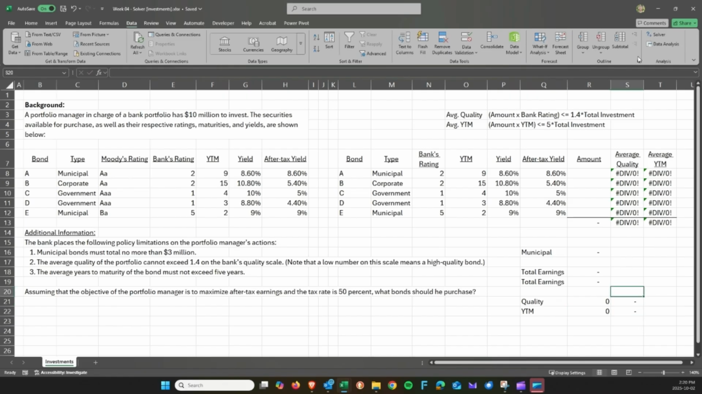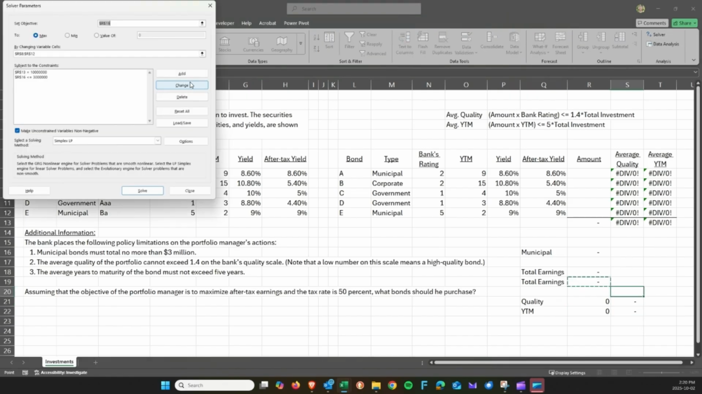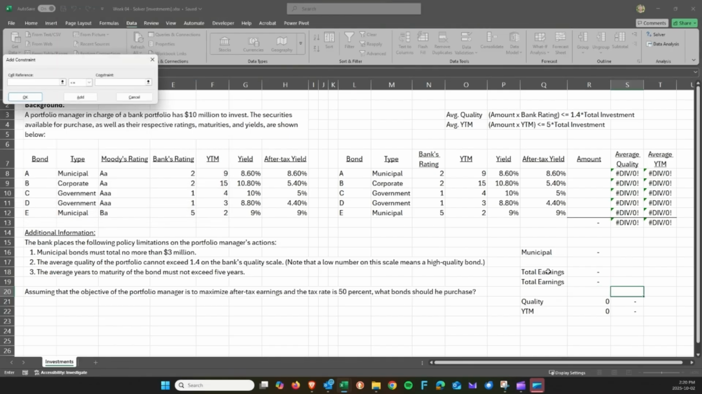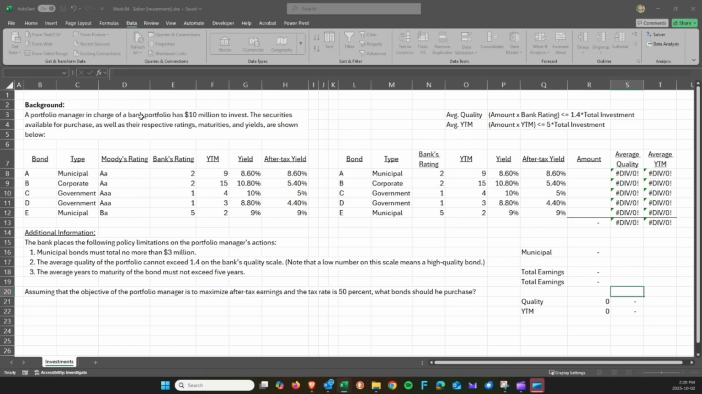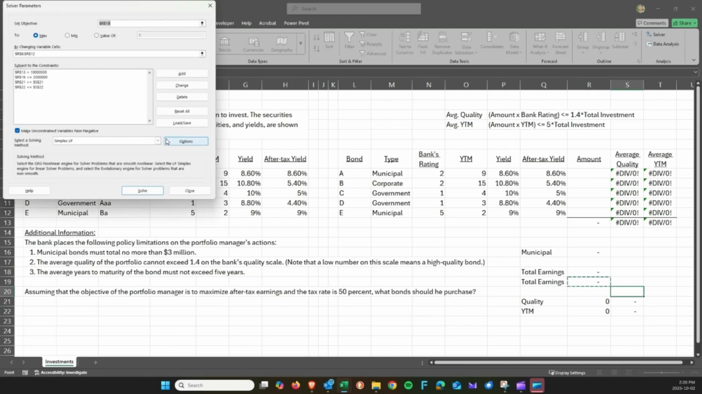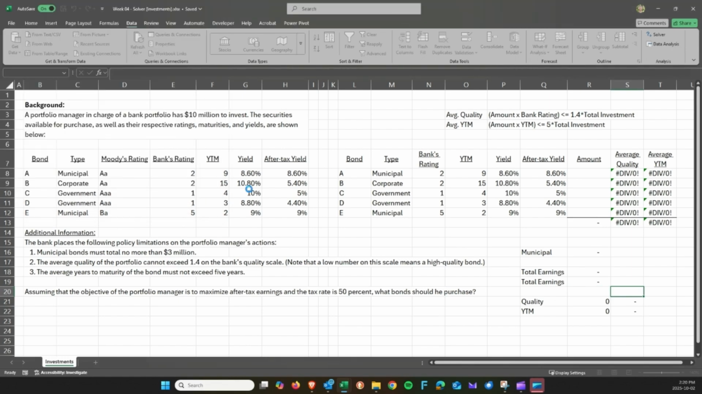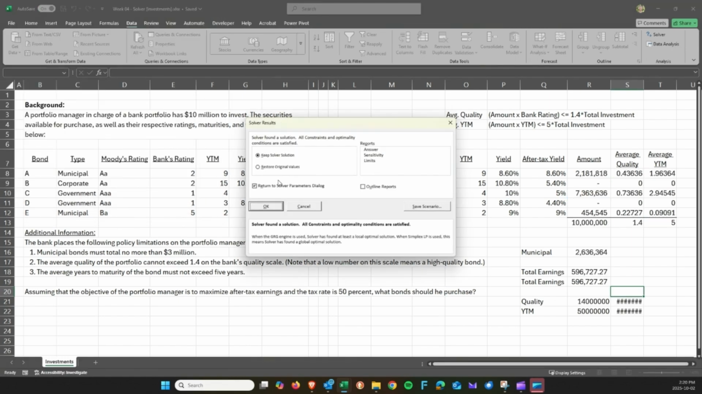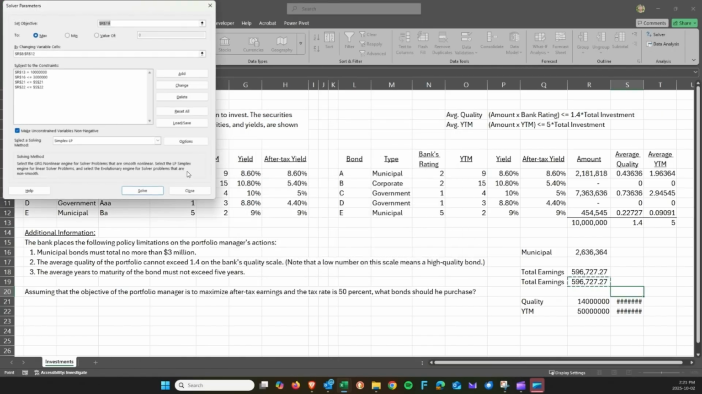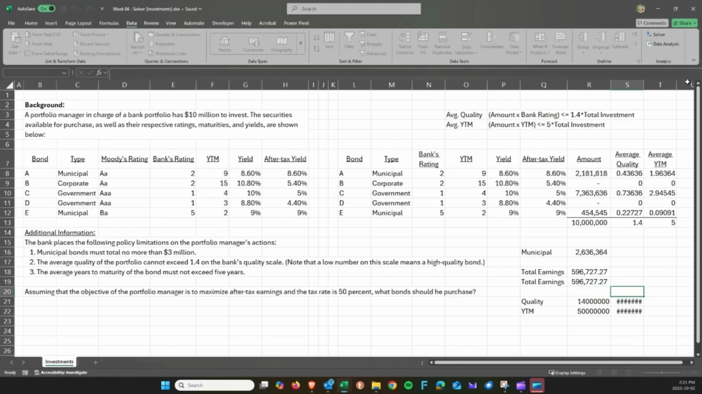So now if I go into solver, my constraint becomes this quality has to be less than or equal to this value. And my constraint for YTM has to be less than or equal to this value. Okay. I'm going to click on solve now and see if this can go through it. I found a solution. Okay, so let's look at what this solution looks like. I'll close out for now, but I'm going to go back in just a moment.